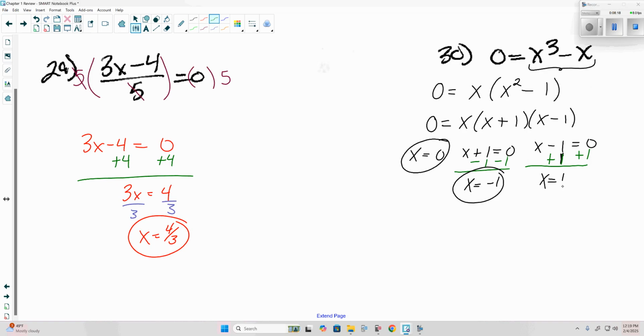Telling us x is equal to 1. So here x is equal to 1, negative 1, or 0, and we should have 3 solutions because the degree is 3. Questions on any of these so far?